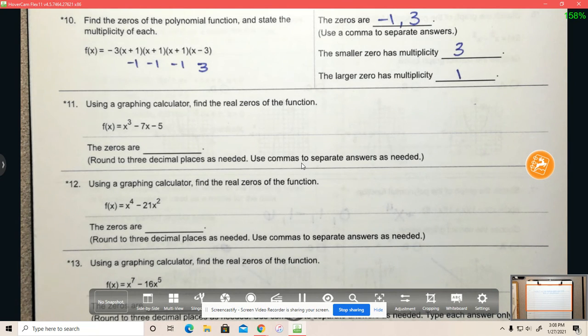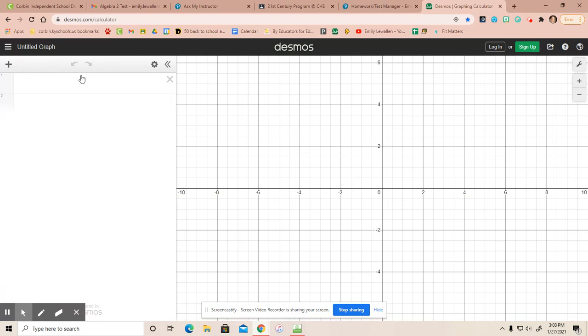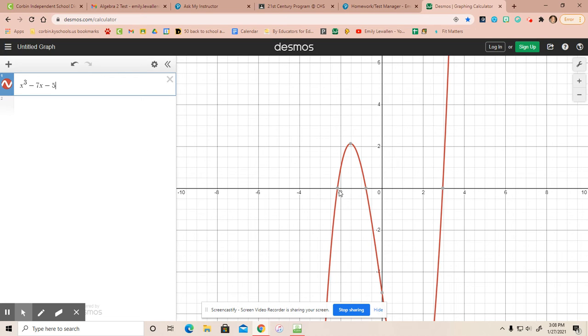Okay. Now, 11, 12, and 13, we are going to switch over to the Desmos calculator. So let me go there. All right. So our first one is x cubed minus 7x minus 5. Okay, so we're looking for zeros. So there they are. Okay, you can click on them and they pop up. And Math Excel says round to 3 decimal places.